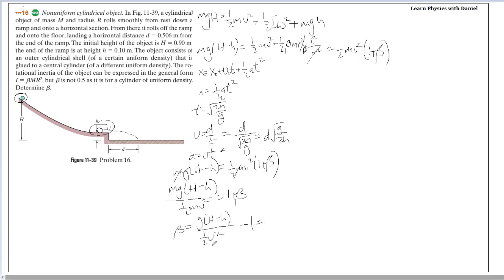And then we plug in this value for v. So we have g times h minus h over 1 half times d squared times g over 2h minus 1, which if we plug into our calculator, we get that all this equals 0.25. So we get that beta is 0.25, and now we know the moment of inertia of this non-uniform cylinder.